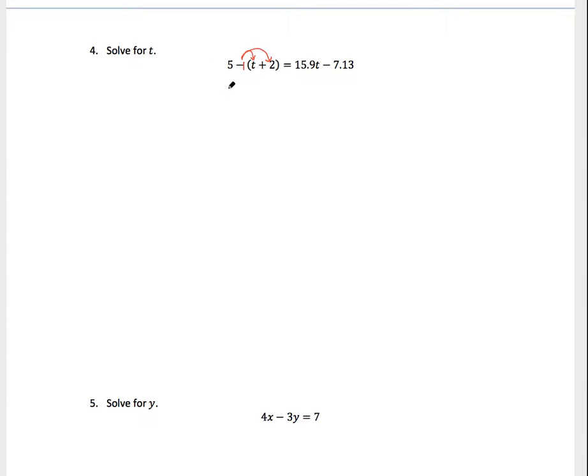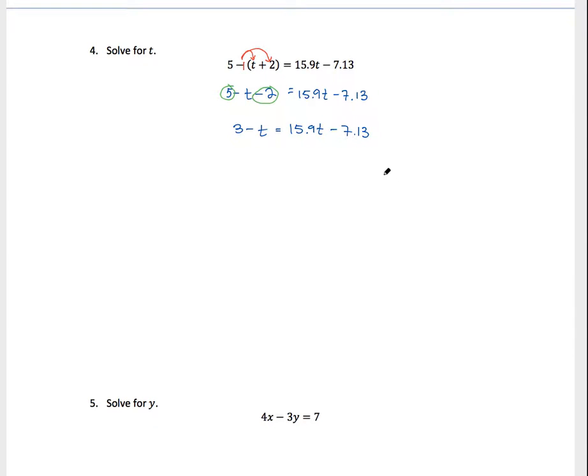So we've got 5 minus -1 times t is -t. -1 times +2 is -2. And then on the right-hand side here, let's just bring that down, okay? All right, so same thing as before. We want to try and combine any like terms. So on the left here, I've got +5 and -2. They're like terms. So let's go ahead and combine those terms. 5 minus 2, that gives me 3. So I've got 3 minus t is equal to 15.9t minus 7.13.